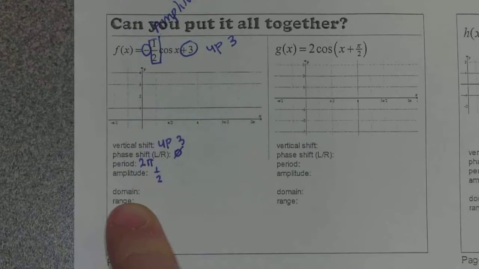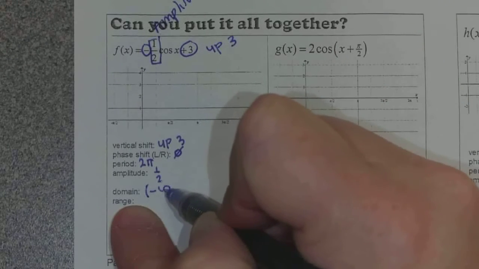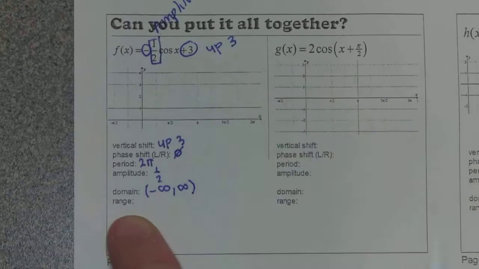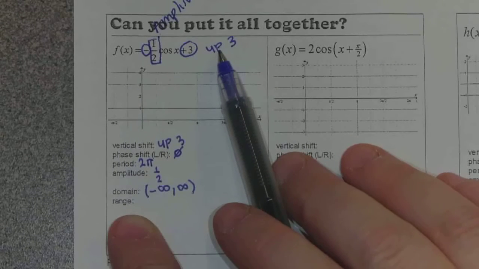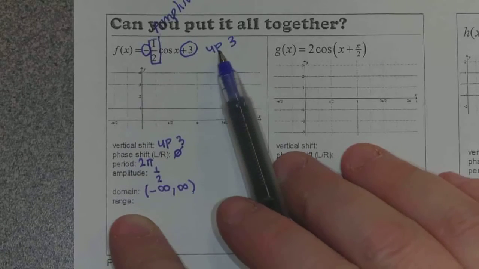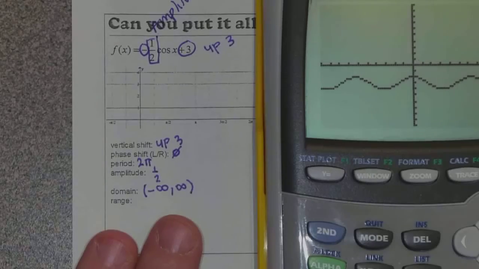My domain, I know what my domain's going to be even before I graph it, but my domain will go from -infinity to infinity. And then my range, if you think about it, you could figure it out probably. But let's graph it on our calculator and see. The range is the one that's maybe a little bit hard to guess without seeing it.